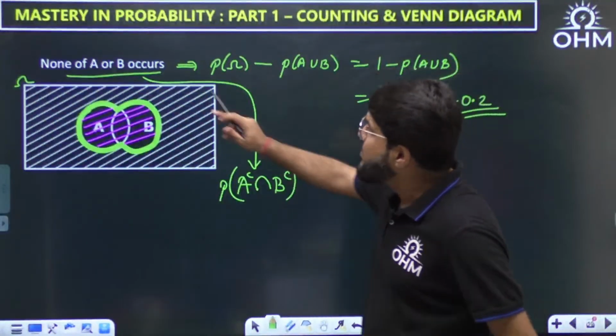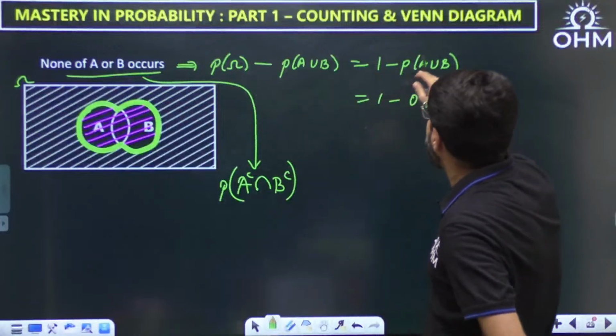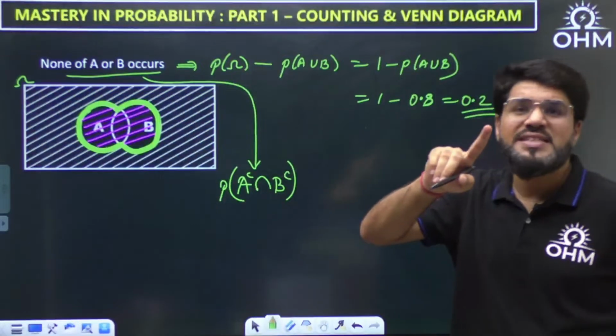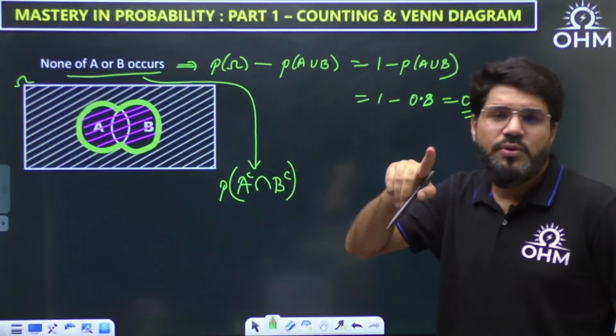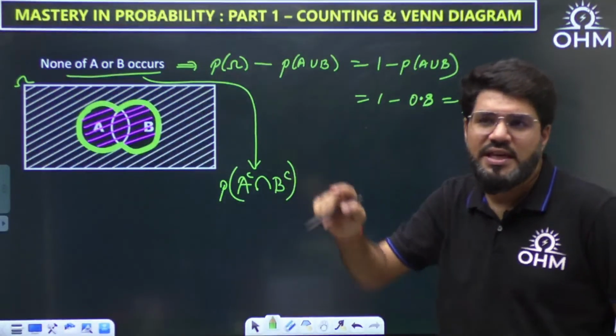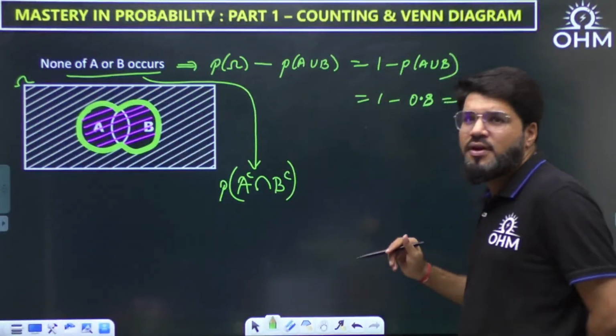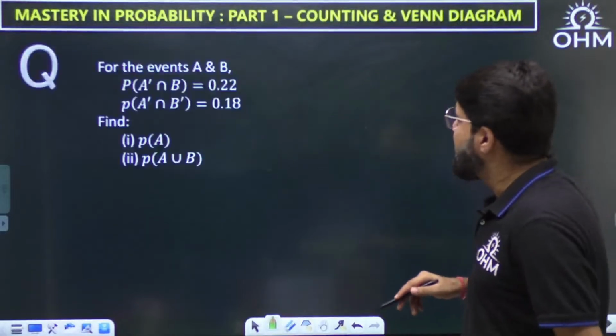Now one more very important point from here. The probability of none of the events occurring is 1 minus P of A union B. And what is P of A union B? A union B is also known as at least. The first case I told you, at least one of A or B occurs, is known as A union B. That means the probability of none is 1 minus the probability of at least 1. Let me write it in a reverse way.